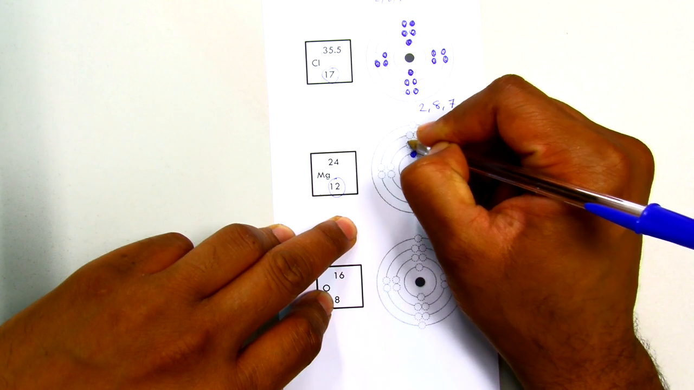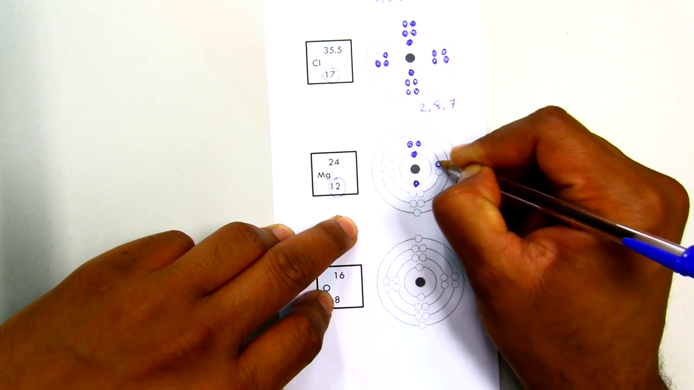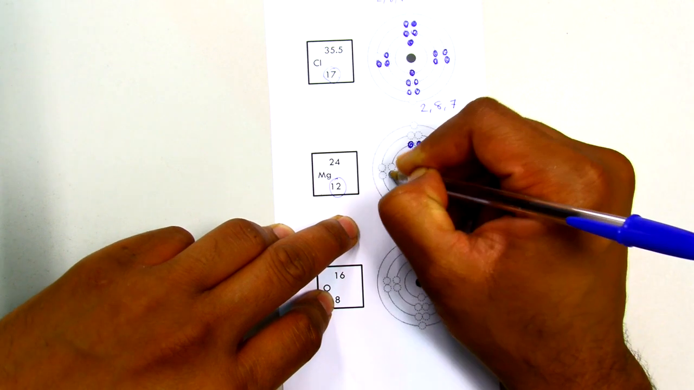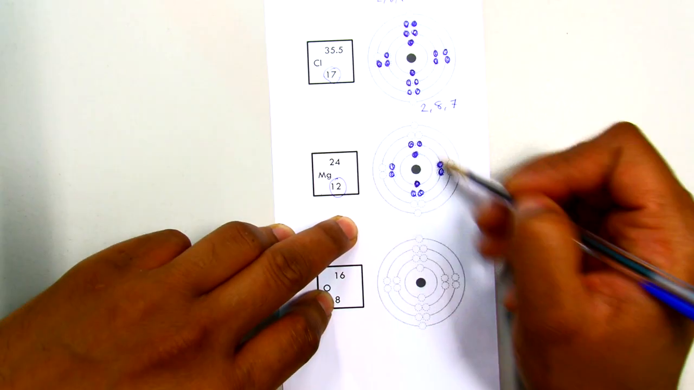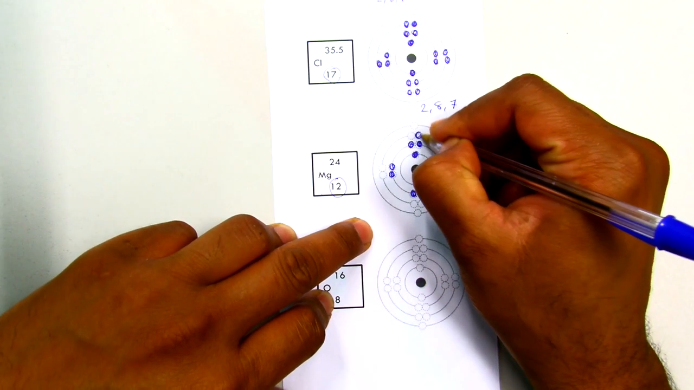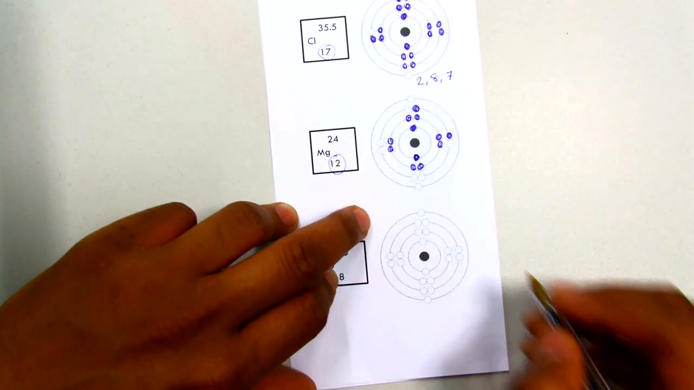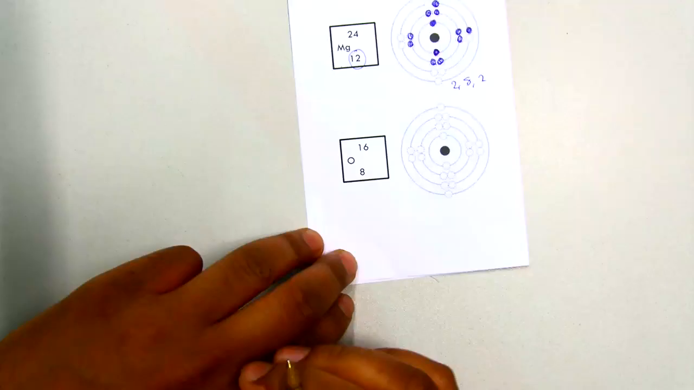We know we've got 12, so we've drawn 2, so we've got 10 more to draw. That means the second shell will easily be filled. So that's going to be 8 in the second shell, and that leaves me 2 more left to draw, because look, 2, 8, which is 10, 2 more left. So I'll put them maybe there and there. So the configuration for this is going to be 2, 8, 2.